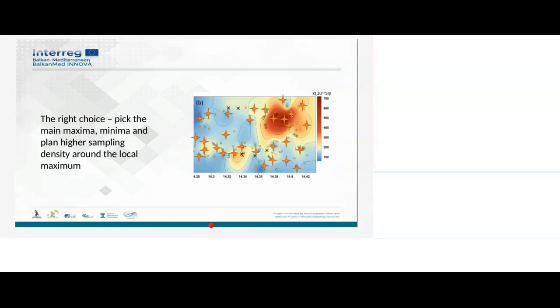So here is the right choice of the sampling sites. Having in mind that laboratory analysis of the contents of heavy metals is quite expensive, labor and time consuming, we need to define an optimal set of points such that we pick the main maxima, minima, and plan higher sampling density around the local maximum. These points are marked by star symbol here on the map.